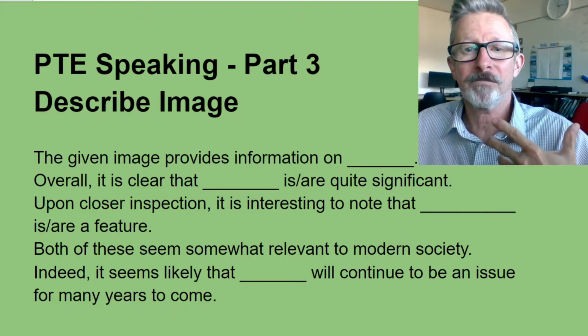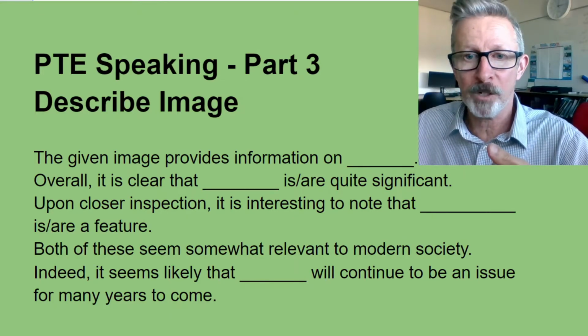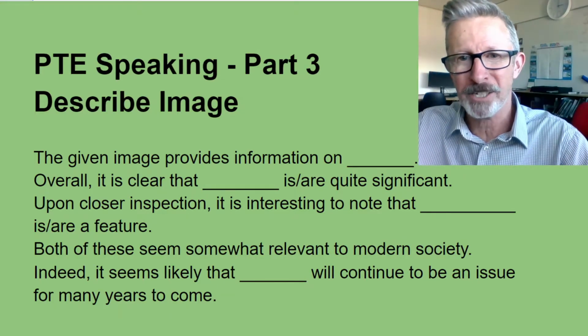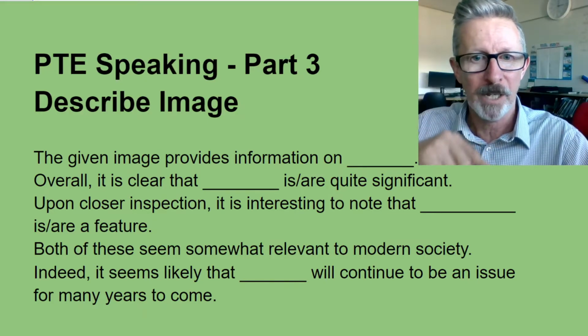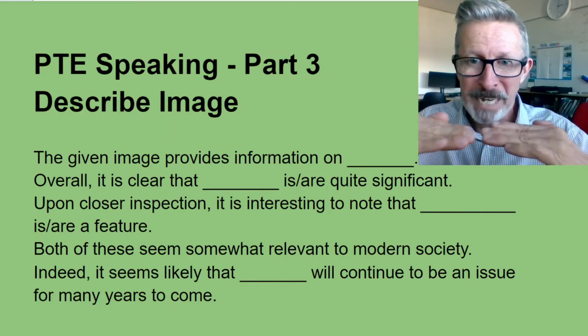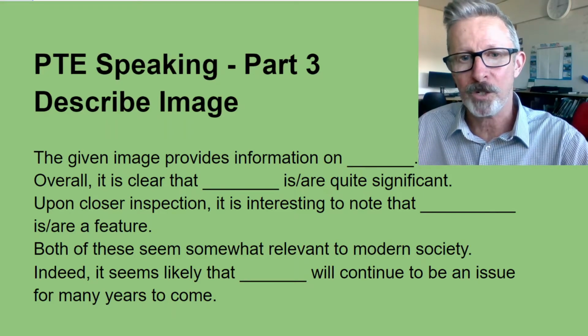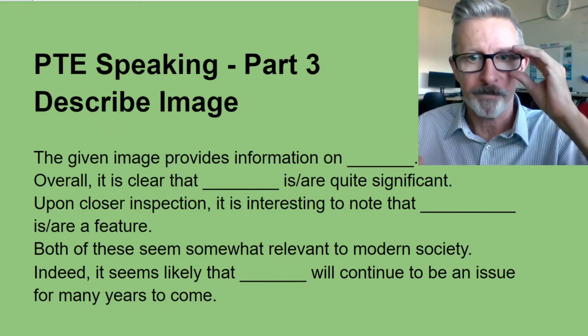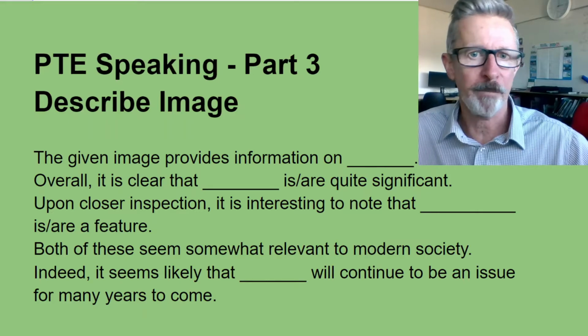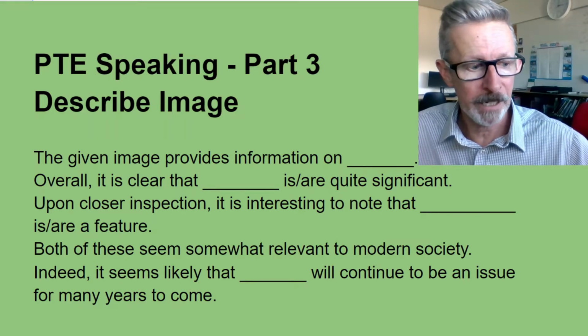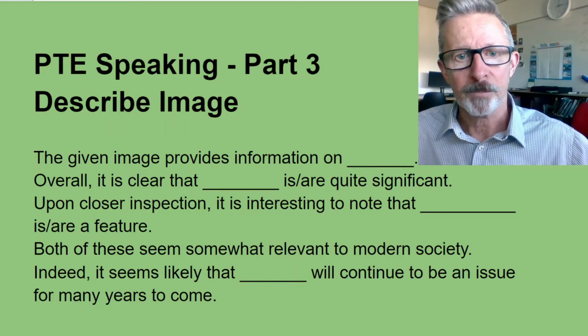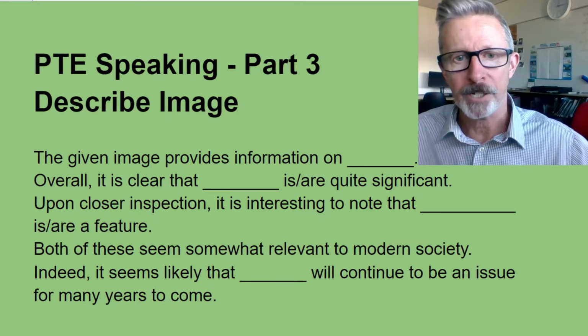Again, you just want 2 or 3 keywords. Look at the image. The title should give you a keyword. Look at the bottom axis and choose 1 or 2, and you're done. You're out of there. If it's a diagram, it's even easier. A map's easier. So we could say the given image provides information on population.